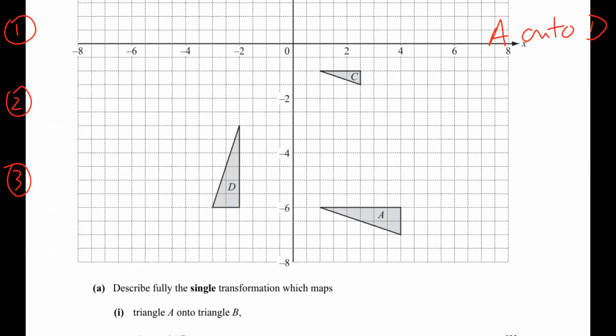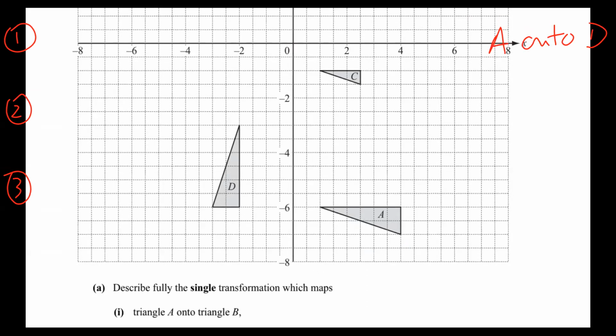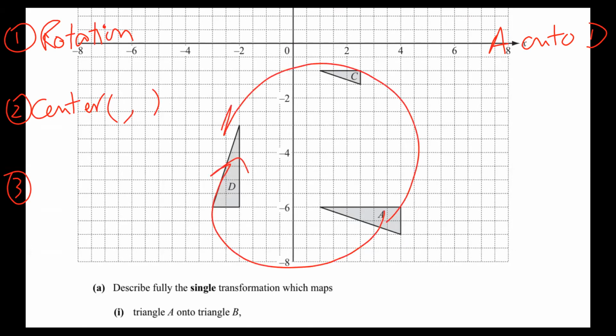So A onto D, and how to find the center? First of all, name: rotation. 1 mark you are confirmed to get by writing the name. The center I don't know, so let me leave an empty space here, and then A onto D. Maybe it comes from here even, so I'm not sure about it. I'm not writing the direction now. First of all, decide where the center is.